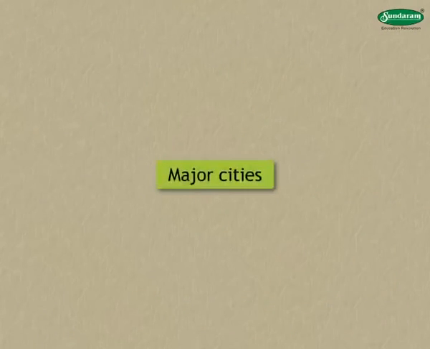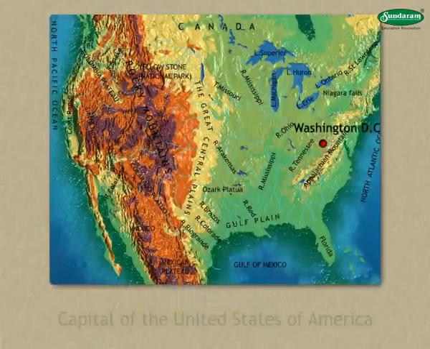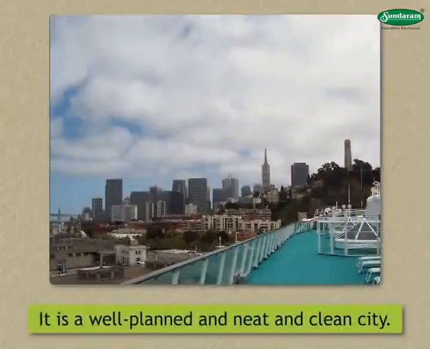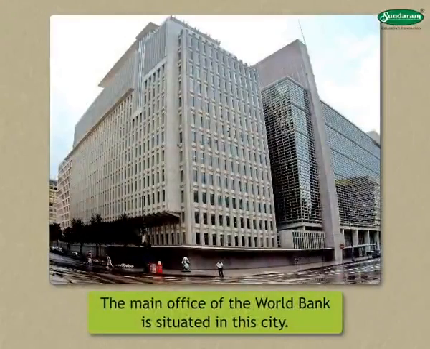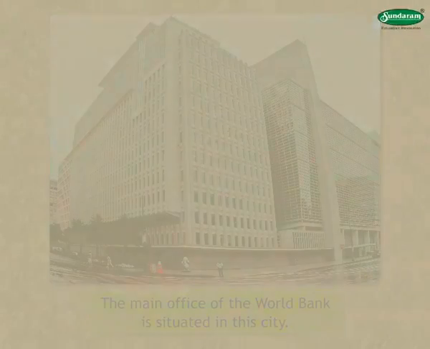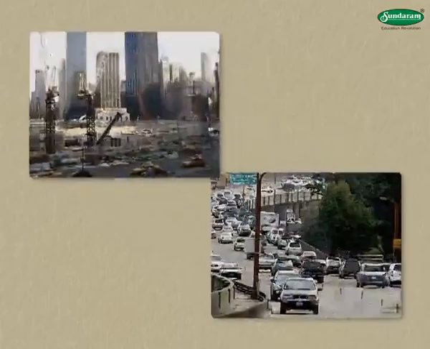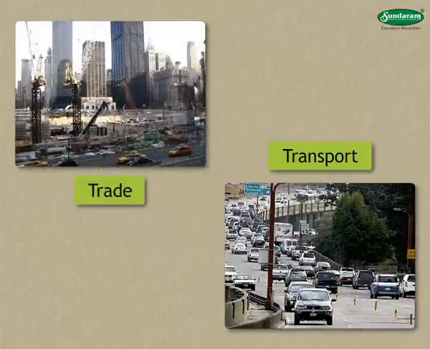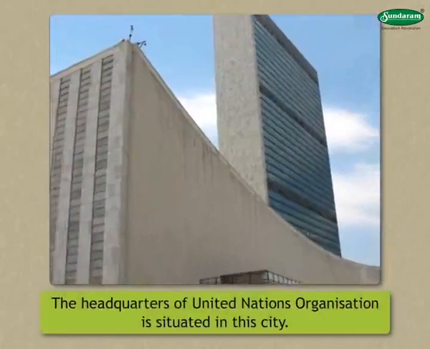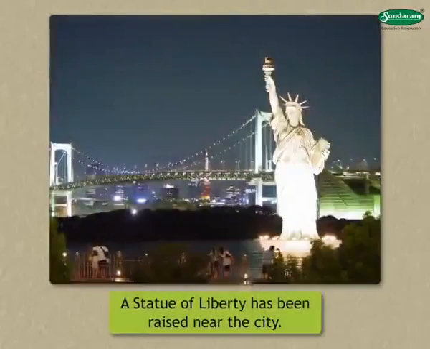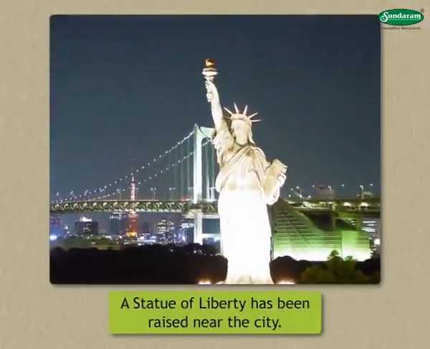Now let us study the major cities of USA. Washington, D.C. This is the capital of the United States of America. It is a well-planned and neat and clean city. The main office of the World Bank is situated in this city. New York. This city is located on the Manhattan Island and it is a center of trade and transport. The headquarters of United Nations Organization is situated in this city. A Statue of Liberty has been raised near the city.